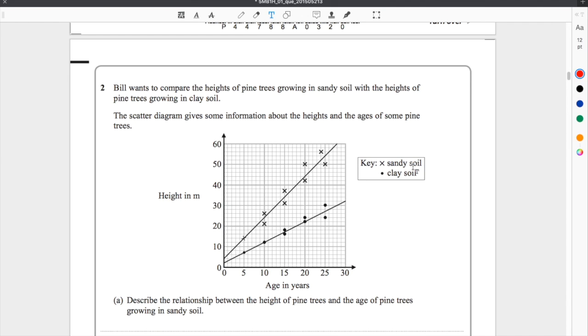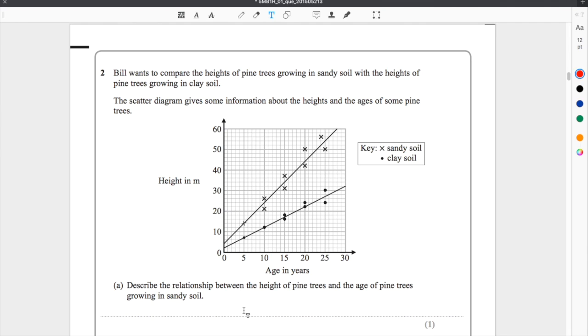So the sandy soil is given to us with this key. It's the line with the X's, okay? So it's this line here we're looking at, and the relationship is simply as one increases, so does the other. As height increases, so does the age of the pine trees. Okay? And we can add to this. This is a positive correlation, okay? The correlation is positive. In other words, it's a positive gradient straight line. As one increases, so does the other.